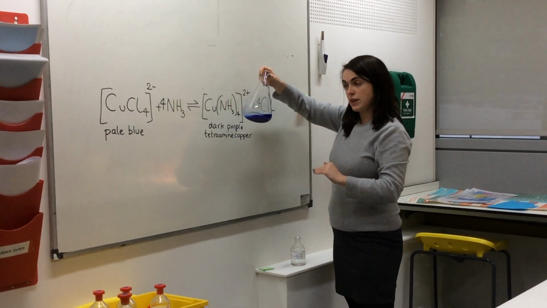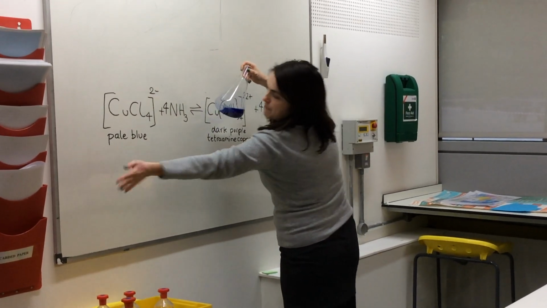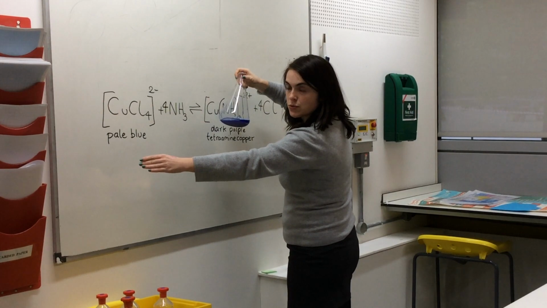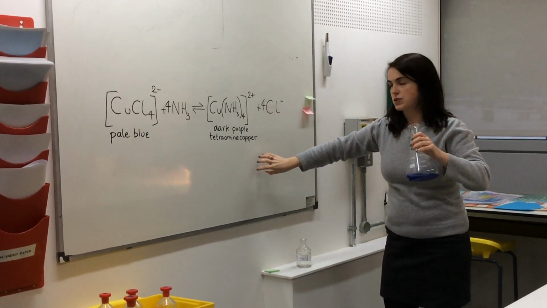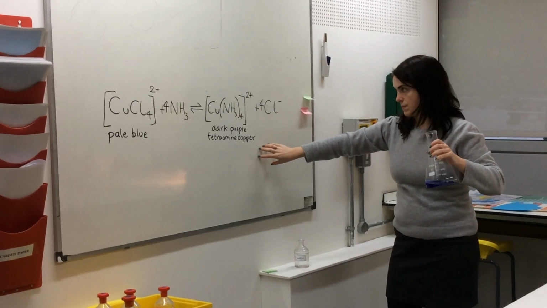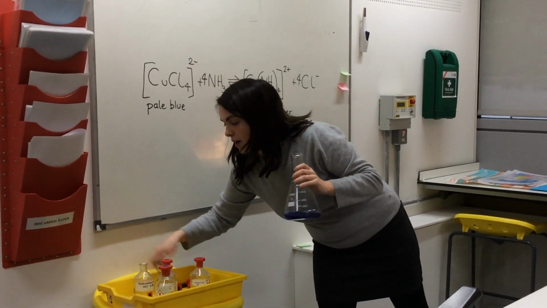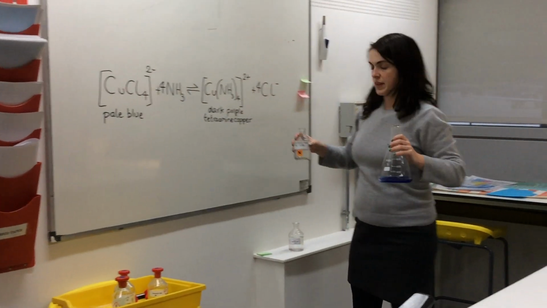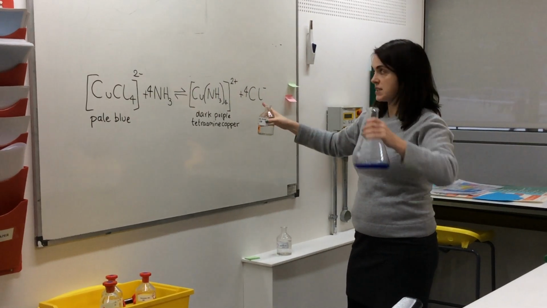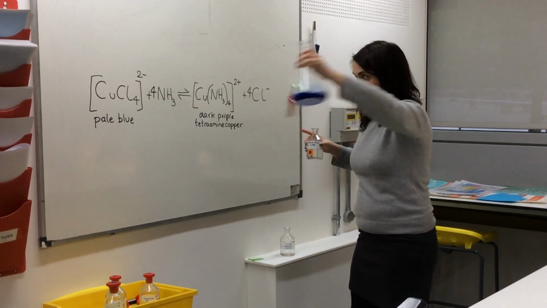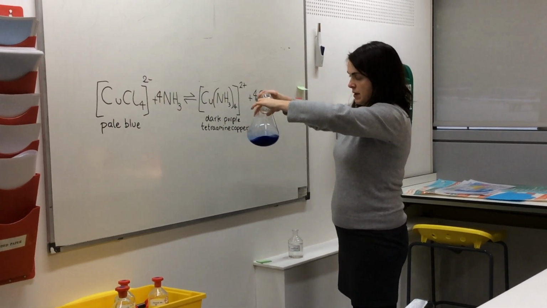I can now shift, believe it or not, you'll see, the position of the equilibria back over to the left. I can do that by increasing the concentration of my product. So I will take some of my product. I'm getting my chloride ions from hydrochloric acid, but as I said, that is already in the solution, you just can't see it. So I'm going to pour some in.